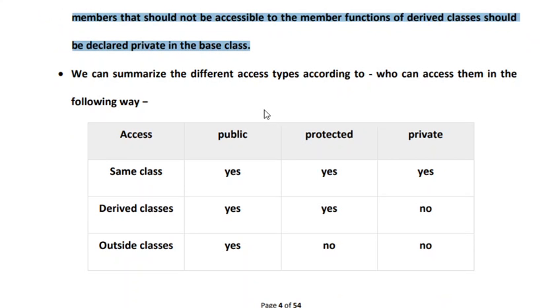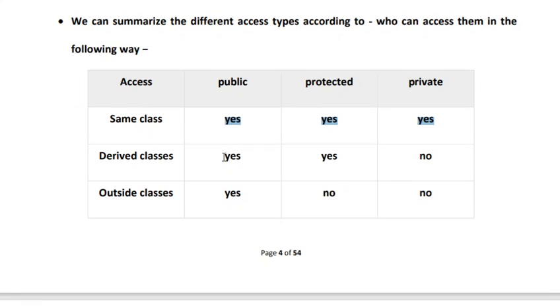In order to summarize that, here we have a very simple table. Here we have the access specifiers: public, protected, and private, and we have same class, derived class, and outside the class. Members of the same class can access public, protected, and private members. Members of the derived class can access public and protected members only, where it cannot access the private members. Outside the class, it can access the public member, but it cannot access the protected and the private member. So this is a table that tries to summarize the different types of access you can have.